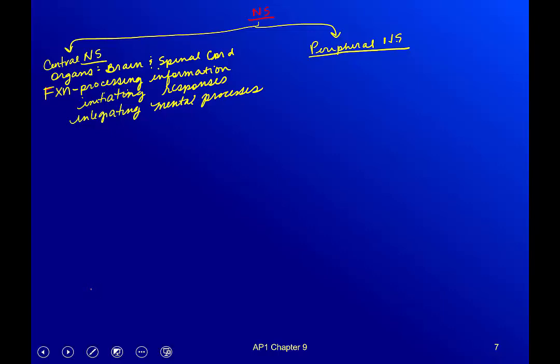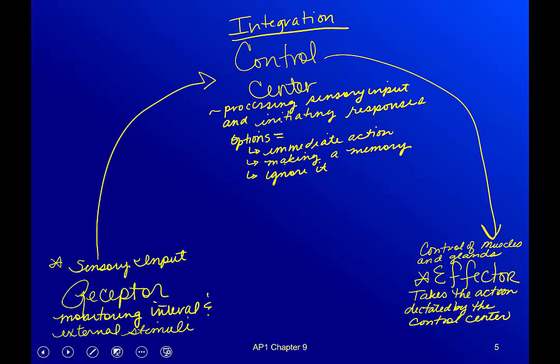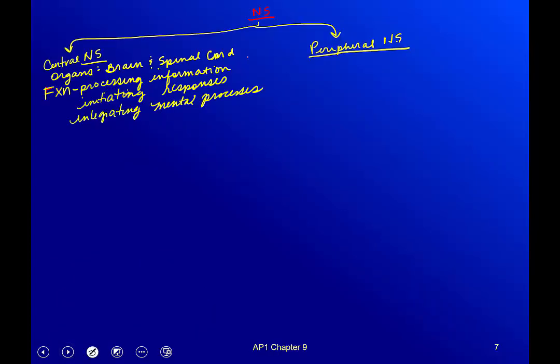Okay, now I'm going to go back for a second. I want to show you something here. If I were going to say the central nervous system were anywhere in this figure, it's right here. This is the central nervous system. If you look at the functions, it's the same functions as what we have here. Processing information, initiating responses, integrating mental processes. It's the same thing, okay?